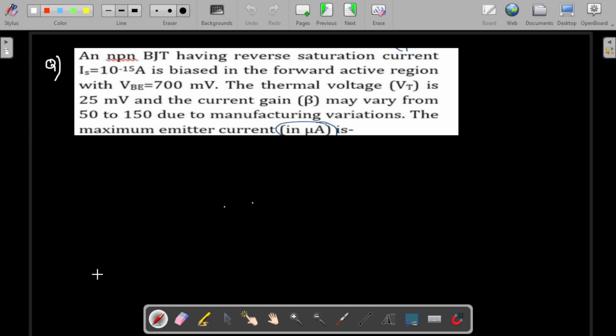So here is the second question. An NPN transistor having reverse saturation current of 10 power minus 15 is biased in forward active mode, same mode. So VBE is equal to 0.7 or 700 milli. VT is 25 milli, same configuration.